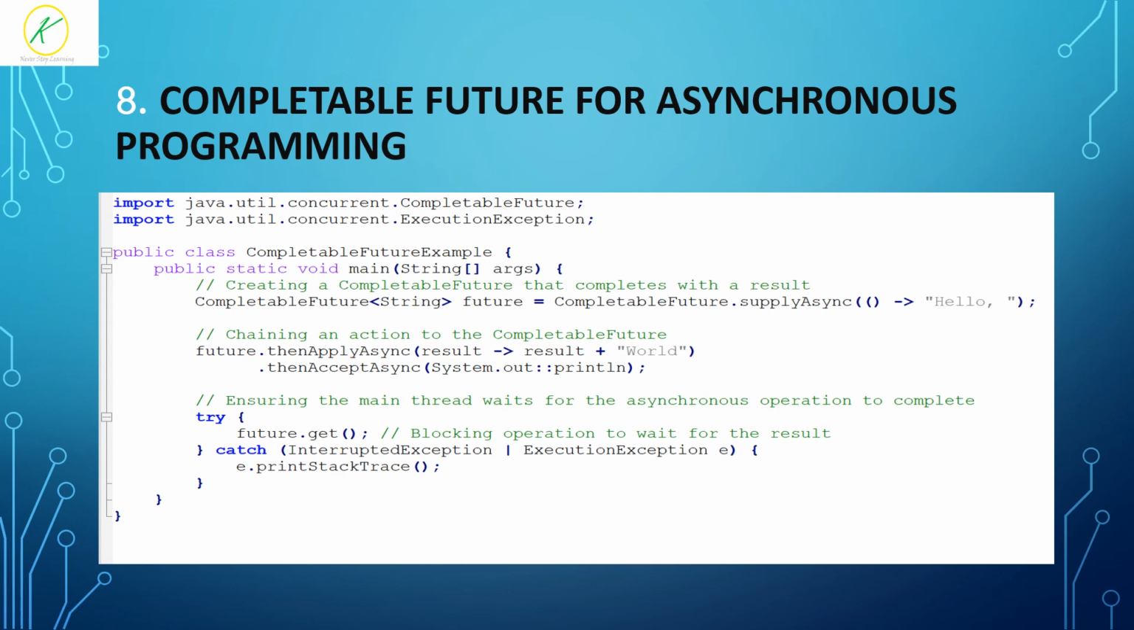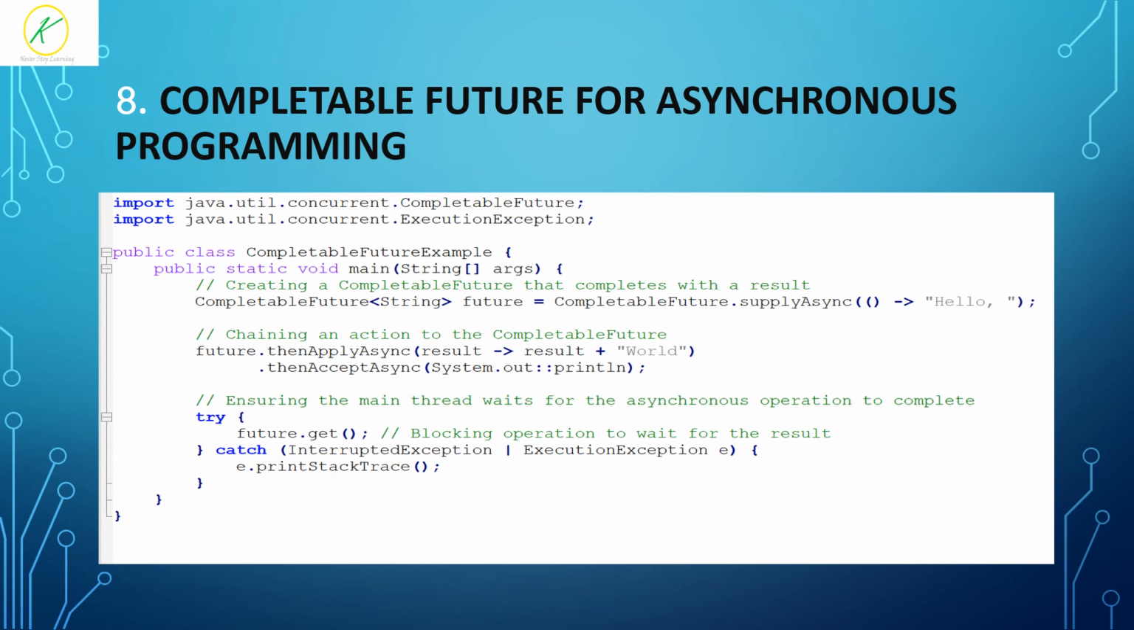Asynchronous programming. Asynchronous programming involves executing tasks concurrently, allowing your program to perform non-blocking operations and efficiently utilize resources. CompletableFuture features. CompletableFuture supports composition of multiple asynchronous operations. It provides a fluent API for chaining actions and combining results. Exception handling is integrated, making it easy to deal with errors in asynchronous computations.